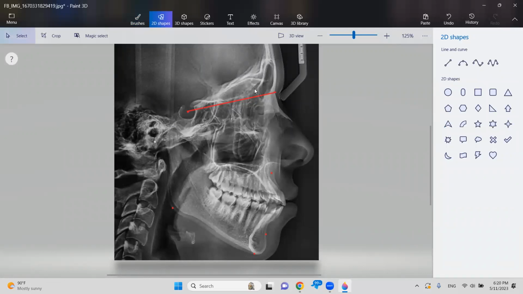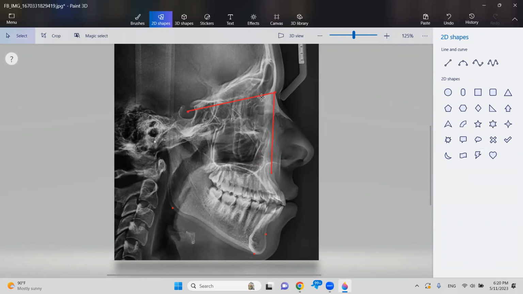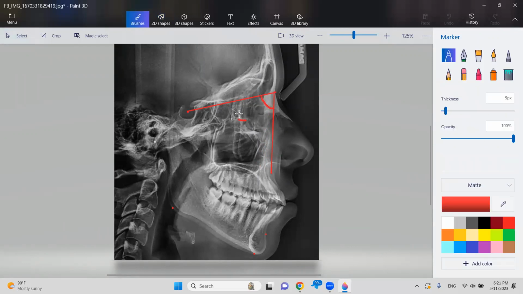First of all, we're going to start the assessment of the maxilla. Using A point, by connecting the NA point, we get an angle here. This angle should be 82 degrees. More than 82 degrees, we consider the maxilla skeletally protruded, and we call it prognathic maxilla. Less than 82 degrees, we consider the maxilla skeletally retruded, and it's called retrognathic.